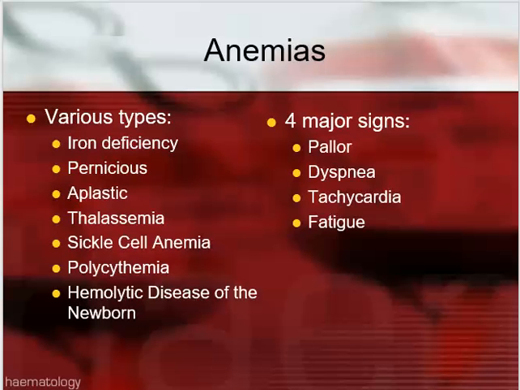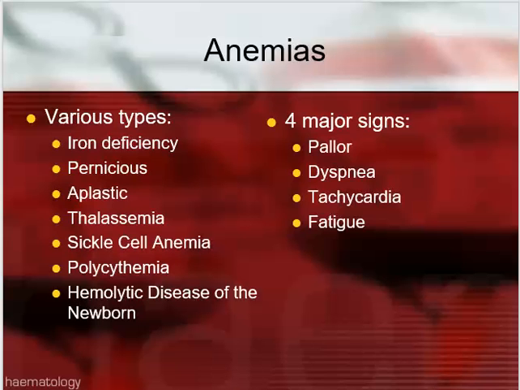Okay, so we can have different types of anemias. We can have red blood cells that are not made properly. We can have missing components. So iron deficiency anemia is simply that. We need iron to make hemoglobin. If we don't have enough iron, we don't make enough hemoglobin, and we will end up with an anemia. The obvious solution is more iron.